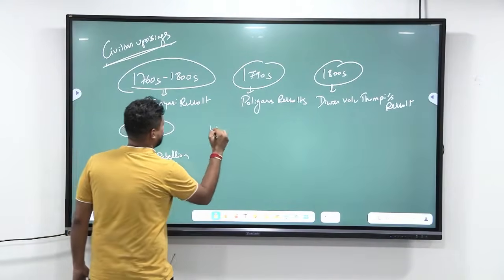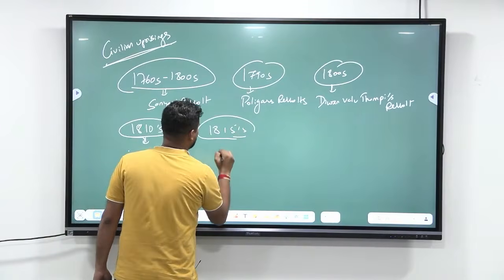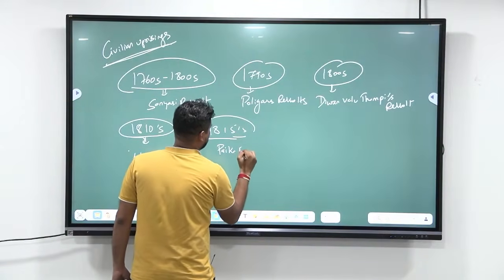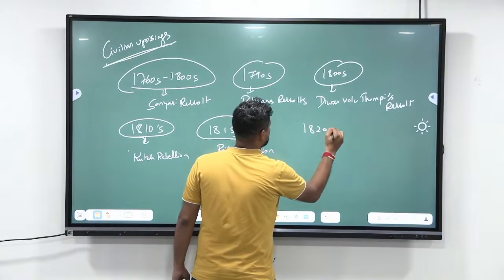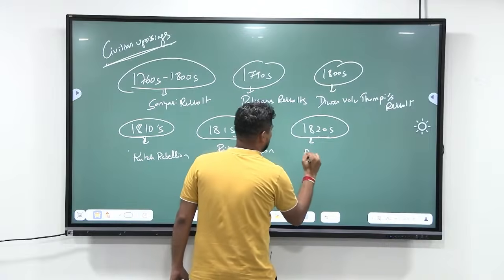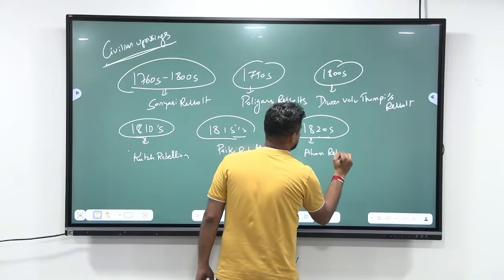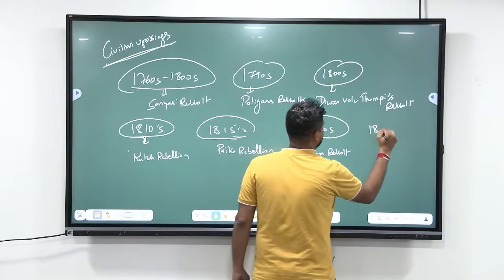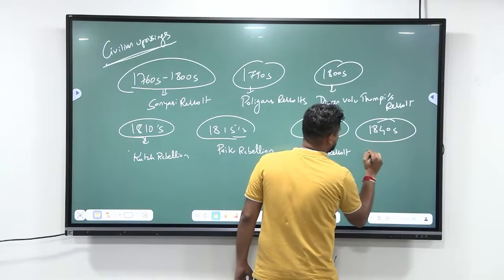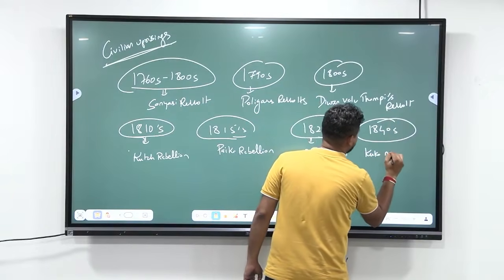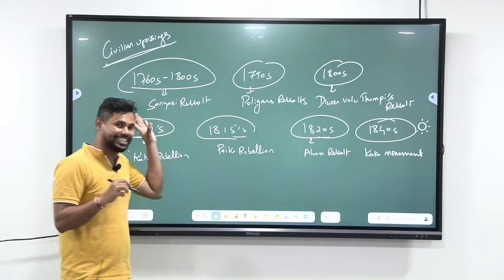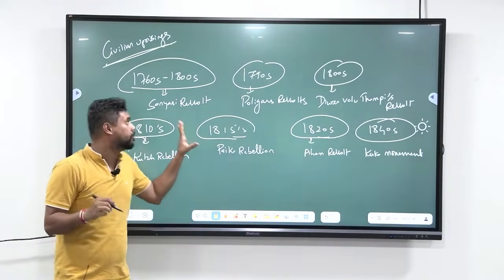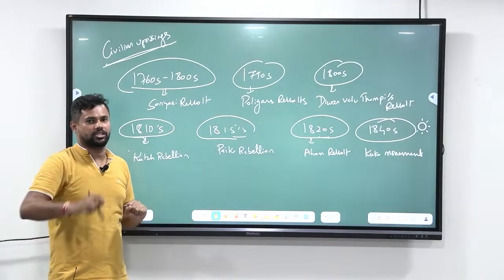And then 1815, you have the Paika Rebellion. Then 1820s, you have the Ahom Revolt. And finally 1840s, you have the Kukka movement. So overall, this is the timeline, or the mind map, of the civilian uprisings.